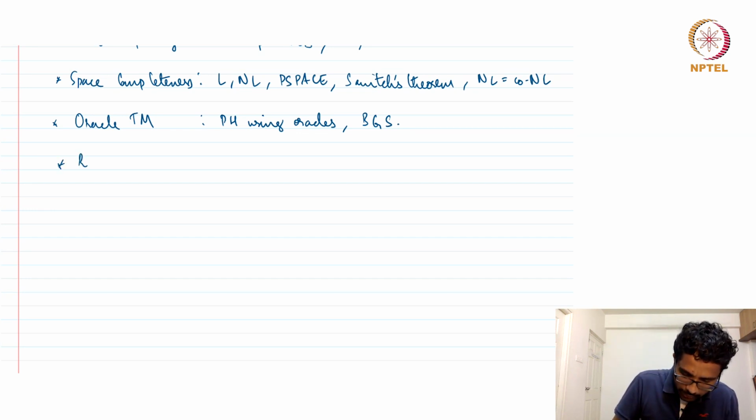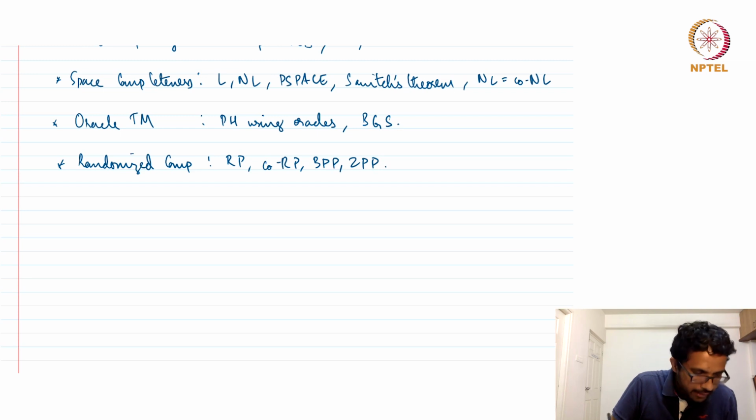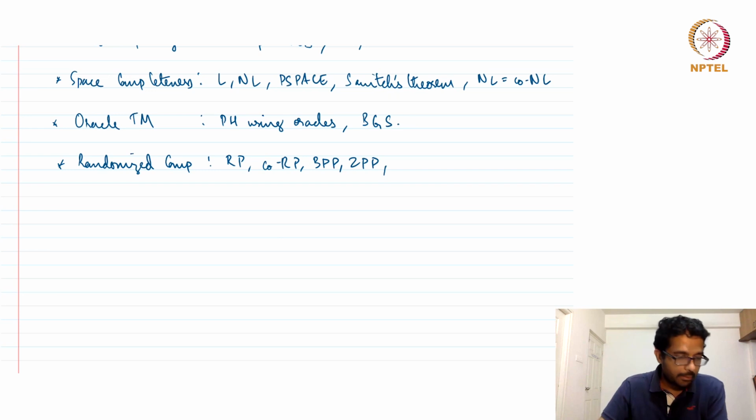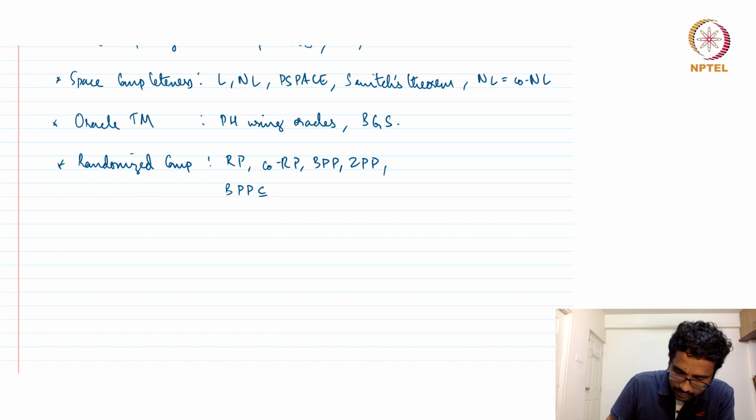Then we saw randomized computation, one-sided error, two-sided error, and so on. So RP, co-RP, BPP, ZPP. We saw how to boost the probability of success or reduce the probability of error. We saw that BPP is contained in Sigma 2 and Pi 2. We saw that BPP is contained in P/poly. So this is what we saw in randomized computation.